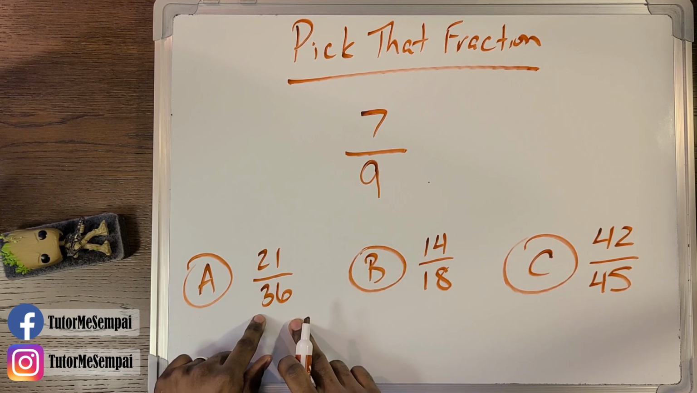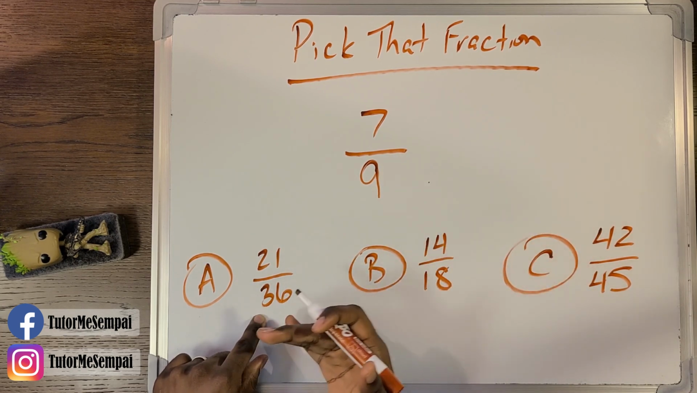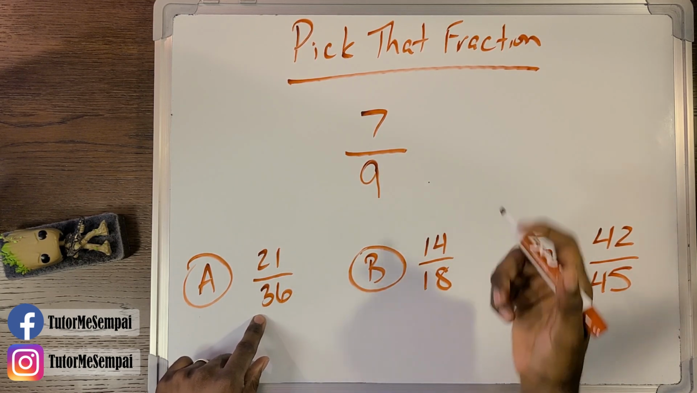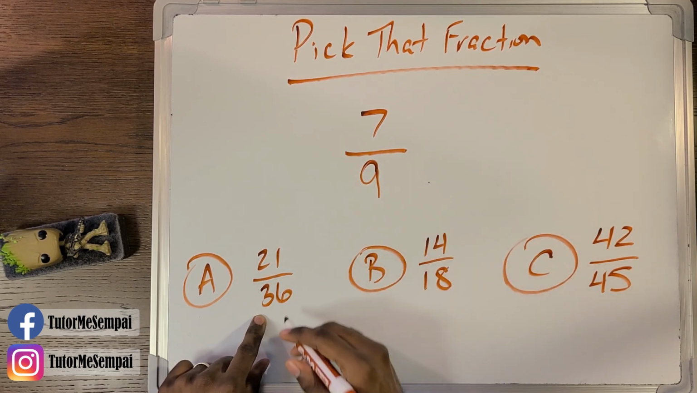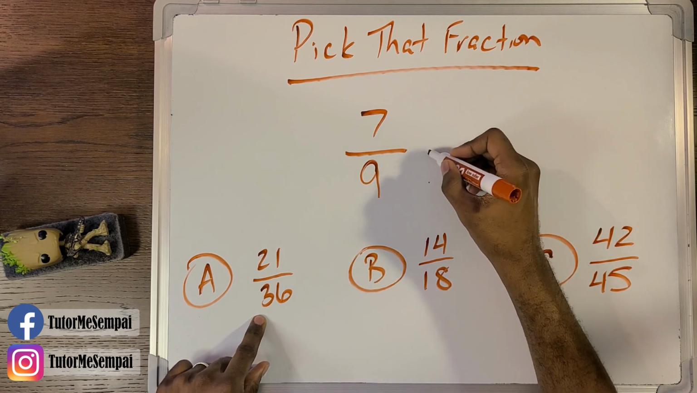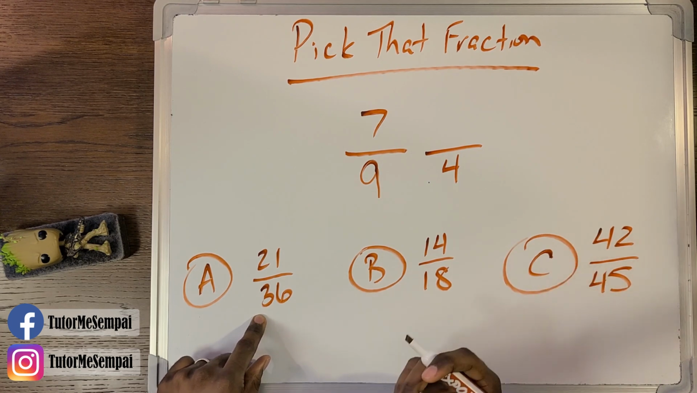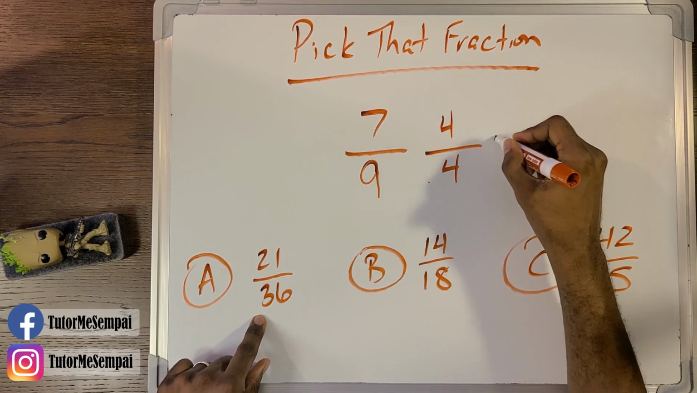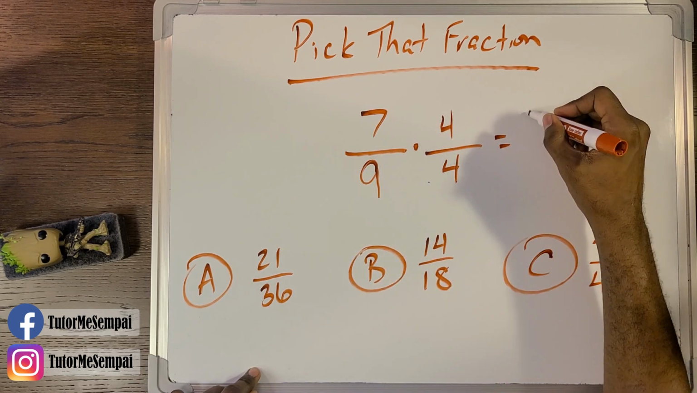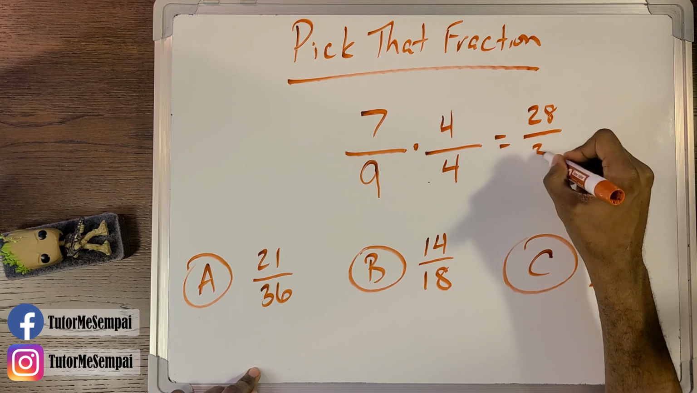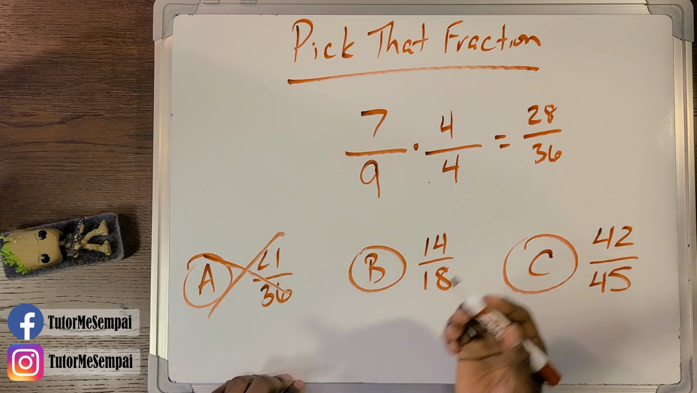So let's start with A. If we were to multiply 9 by something to get 36, is that something also going to be in the top? So let's figure it out. What do you multiply 9 by to get 36? Well, that is going to be 4. 9 times 4 is 36. So if we do 4 over 4, are we going to get this? Well, 4 times 7 is going to give you 28. So it's not quite A. We're almost there, but not quite.